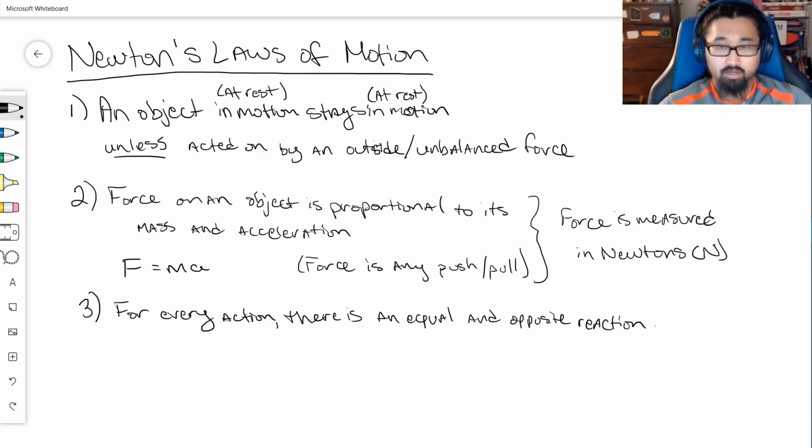What I'd like to do is basically build on that, talk about a few different types of forces, and generally how we look at the forces that are acting on an object.